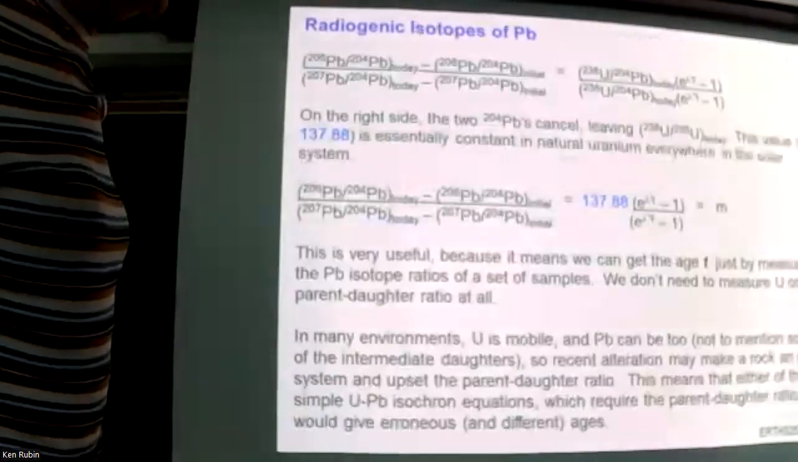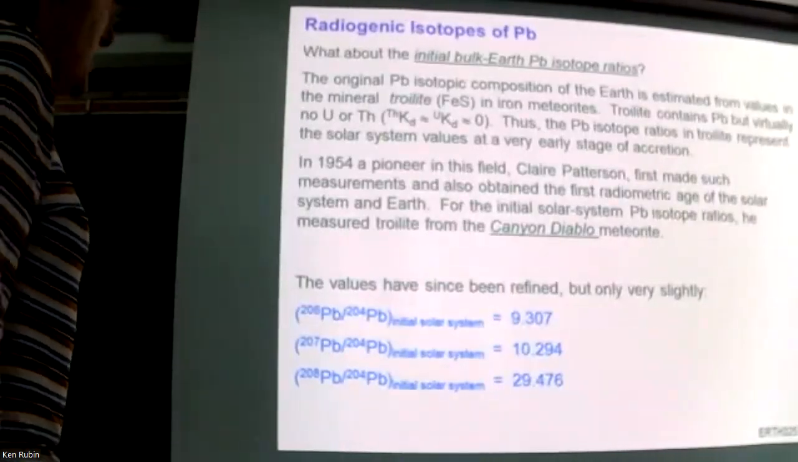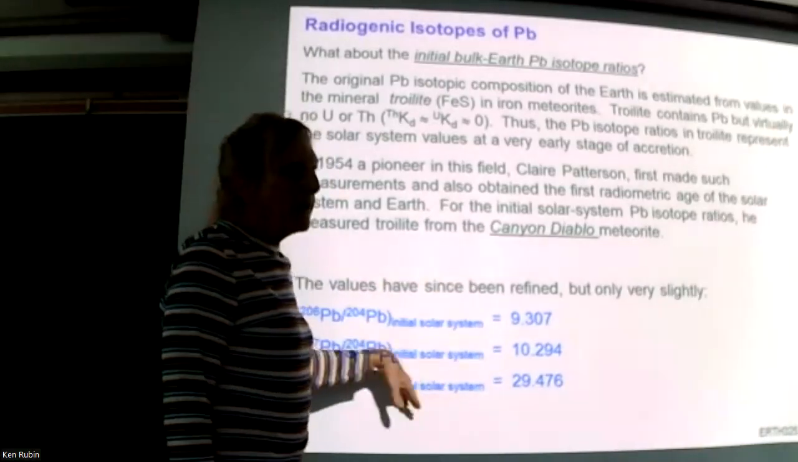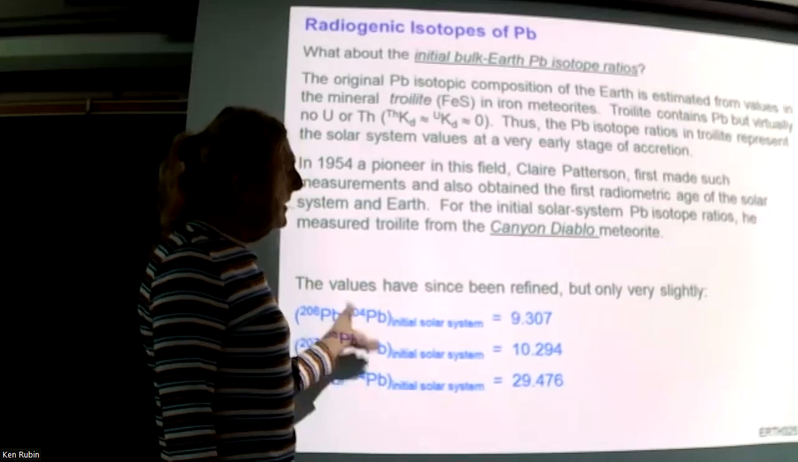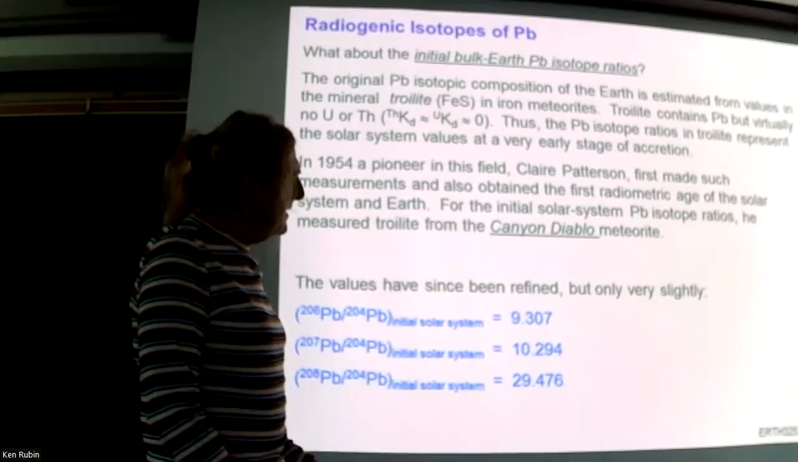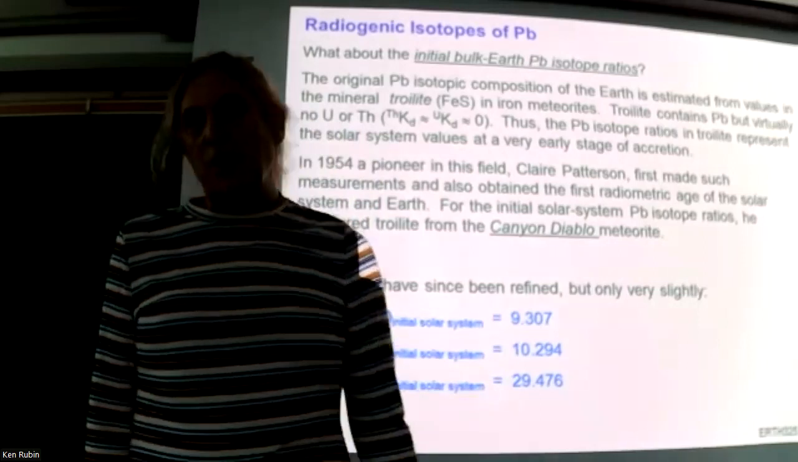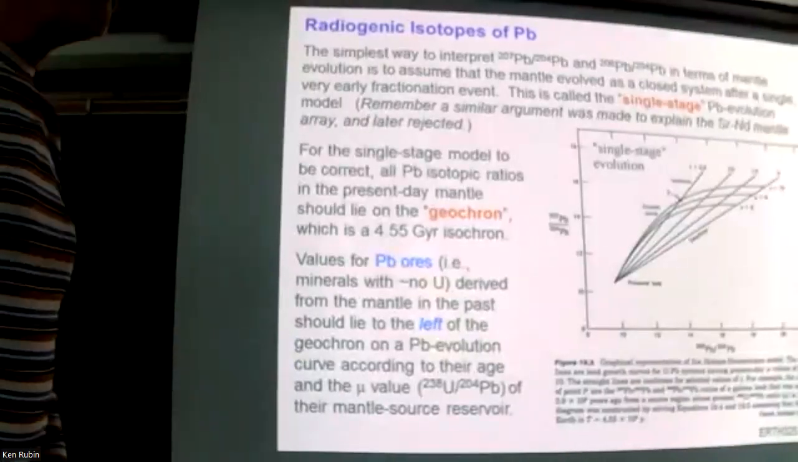That's why people do this kind of analysis. So these just happen to be the values for Kenyan Diablo meteorite. You're not going to use them or make any calculations. But if you were ever presented with a data set and had to make some calculations, this is what you subtract off as the initial value.